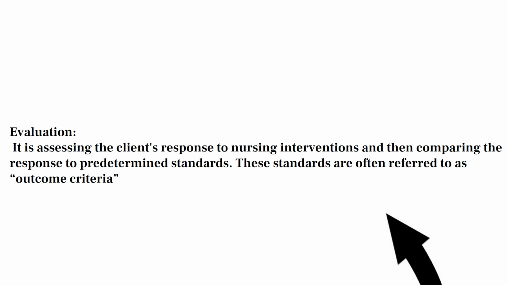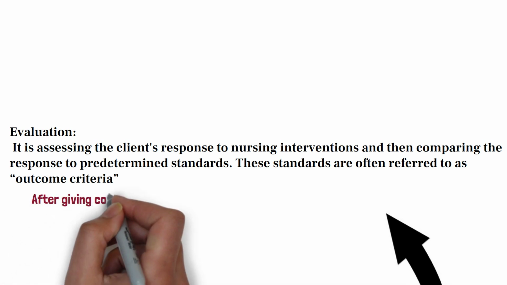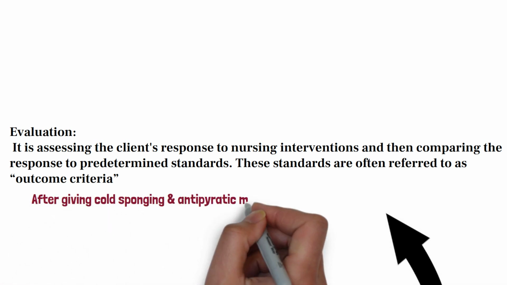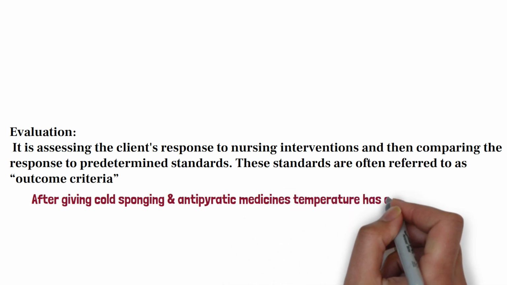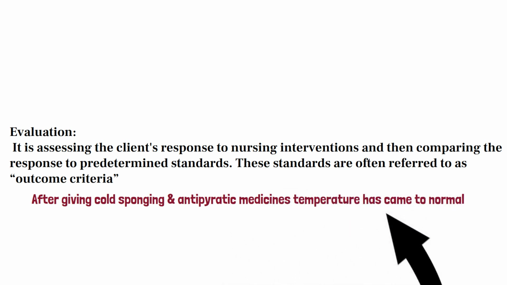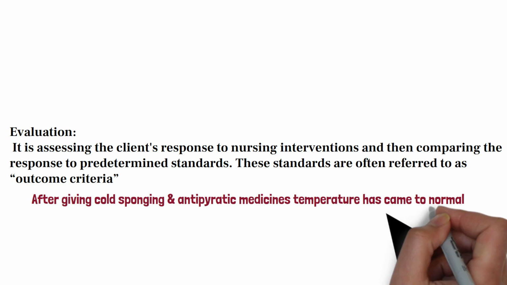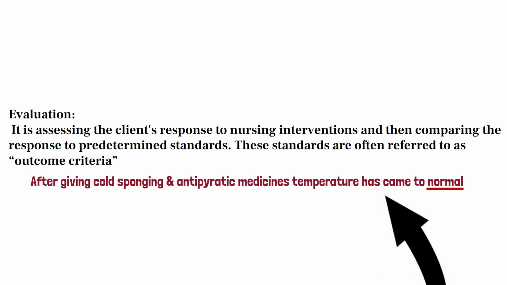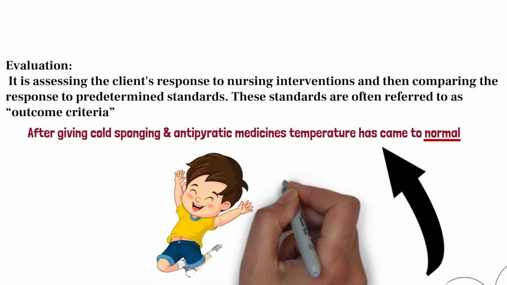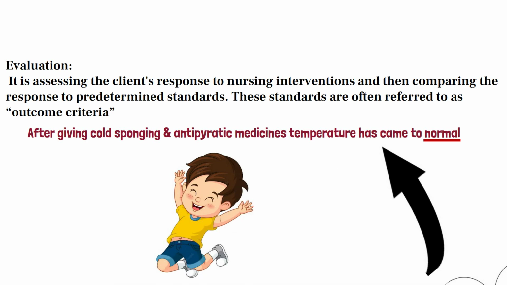That means what is the patient's health status. Suppose in the example we have given the cold sponging and antipyretic medication to reduce the body temperature. So after giving the antipyretic medication and cold sponging, the body temperature will be decreased, or will be at normal. So this is the ultimate outcome of the plan that has been given to the patient. So this is all about the nursing process.